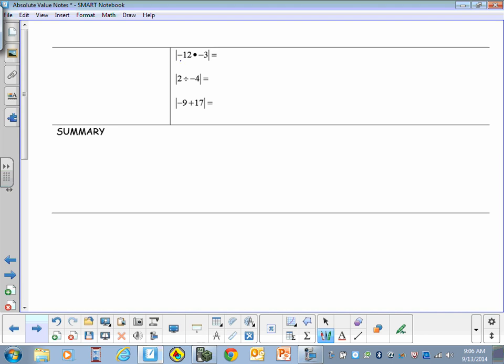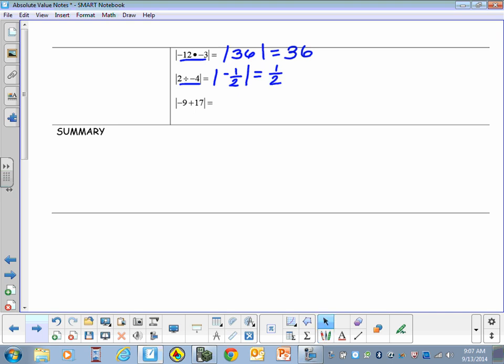Again, I need to do what's inside the absolute value symbol first. So negative 12 times negative 3 is positive 36. And now I take the absolute value of 36, which is 36. I need to do the operation inside the absolute value symbol first. 2 divided by negative 4 is negative 1/2. The absolute value of negative 1/2 is positive 1/2.